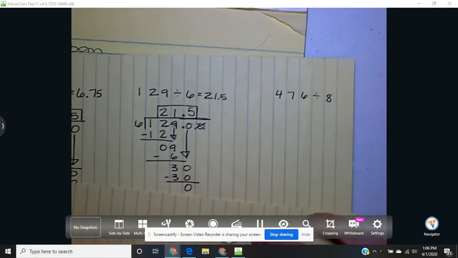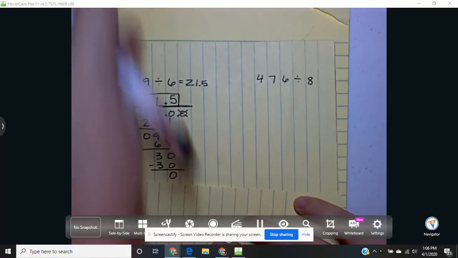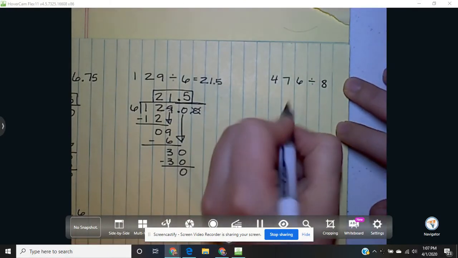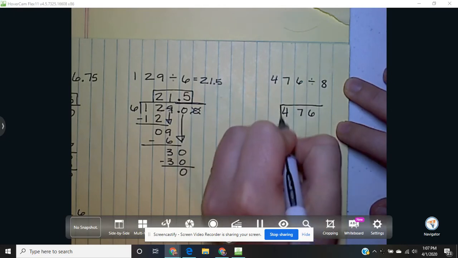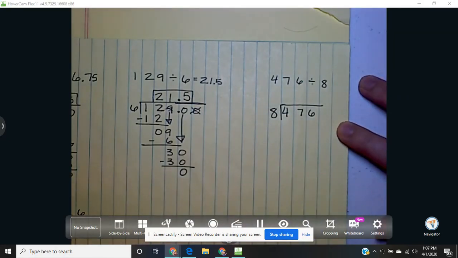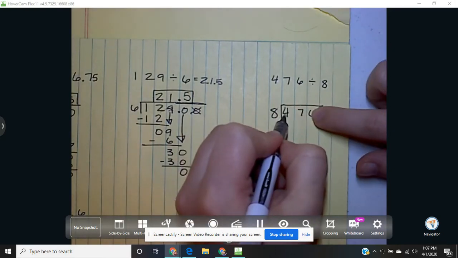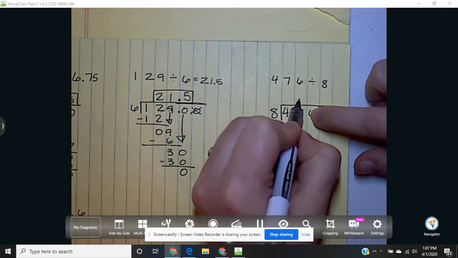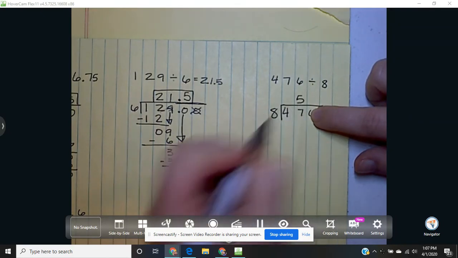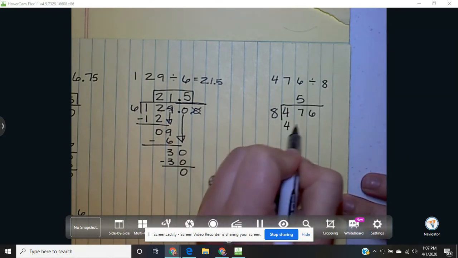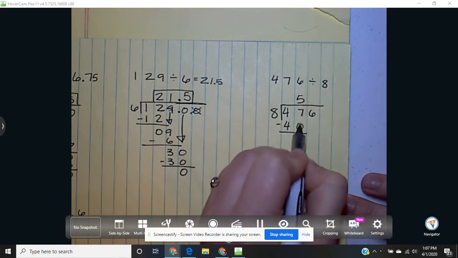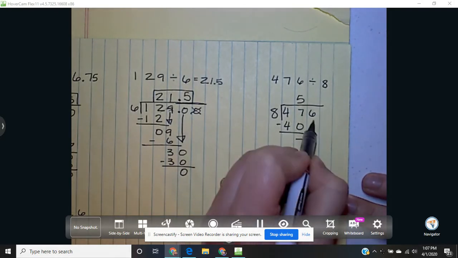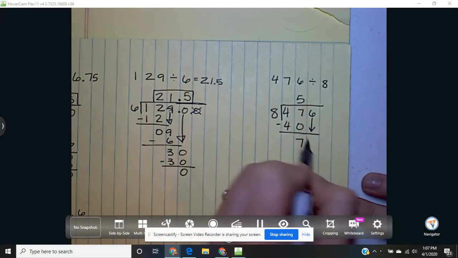Ready for the third one? All right, 476 divided by 8. 8 cannot go into 4, but it can go into 47. It can go into 47 5 times, and 5 times 8 is 40. 7 minus 0 is 7. 4 minus 4 is 0. 7 is less than 8, so I can move on to that next step. Bring down the next number.